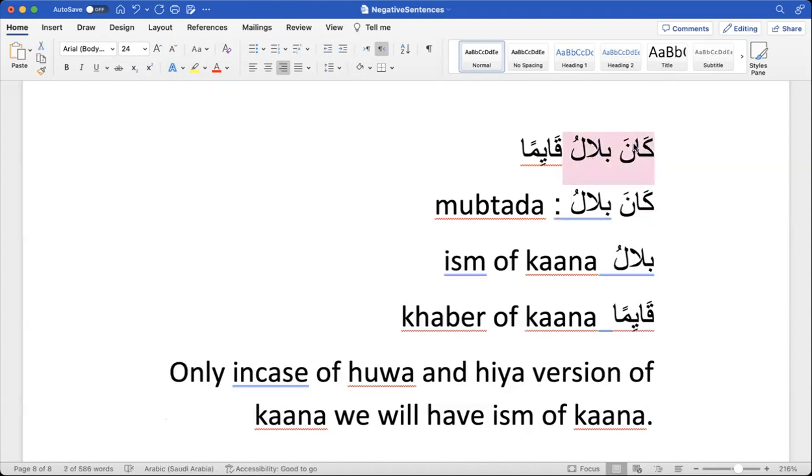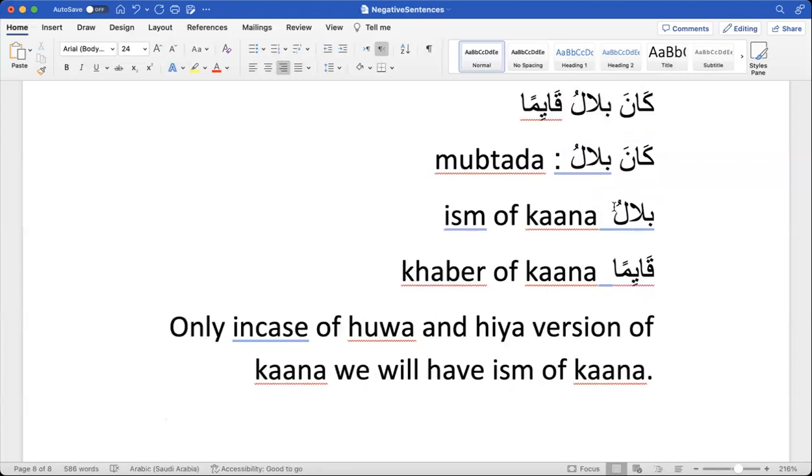If there's no ism of kana, there's only kana qa'iman, then kana is also only mubtada. If there's an ism of kana, this whole thing, ism of kana plus this fi'l naqis, will become mubtada. So far clear? So this Bilal is also called ism of kana. Separately, Bilal is called ism of kana. But this ism of kana is part of mubtada. Any confusion here? Alhamdulillah. Okay.